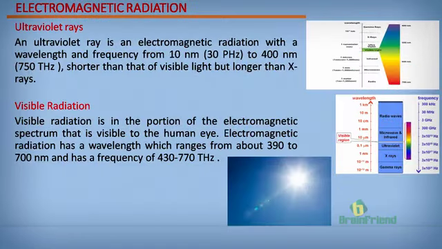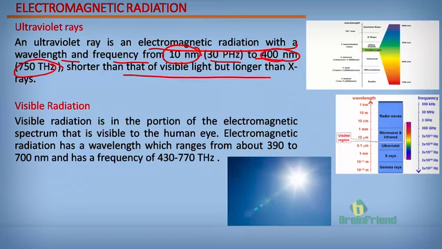Ultraviolet rays. An ultraviolet ray is an electromagnetic radiation with a wavelength and frequency of 10 nanometers and 30 petahertz to 400 nanometers and 70 terahertz, shorter than that of visible light but longer than that of X-ray. Ultraviolet ray has a shorter wavelength than visible light but longer than X-ray.